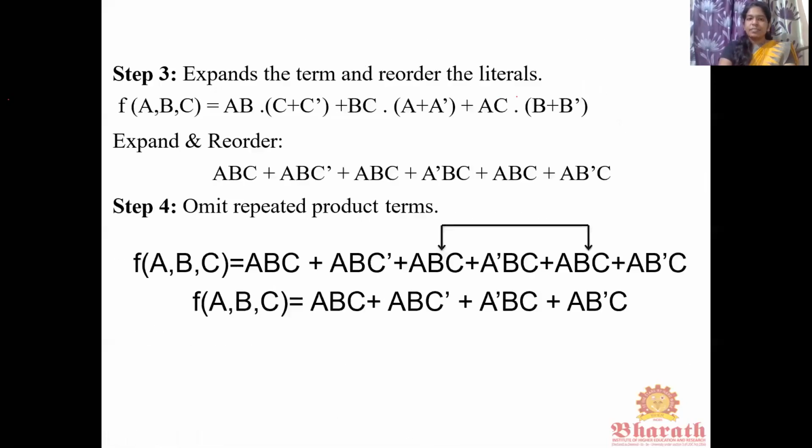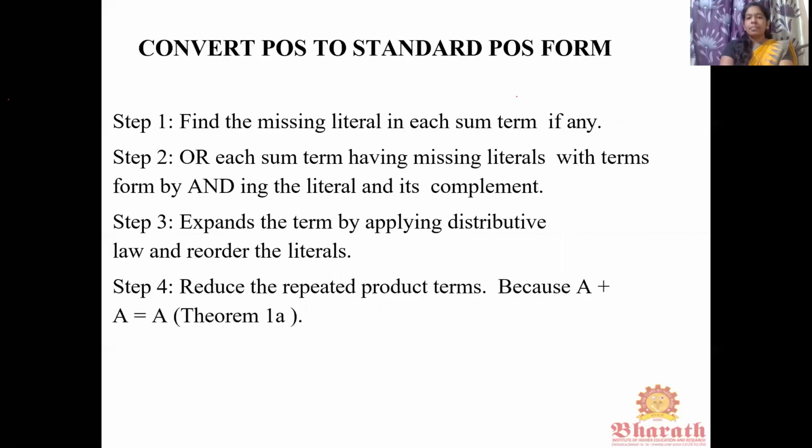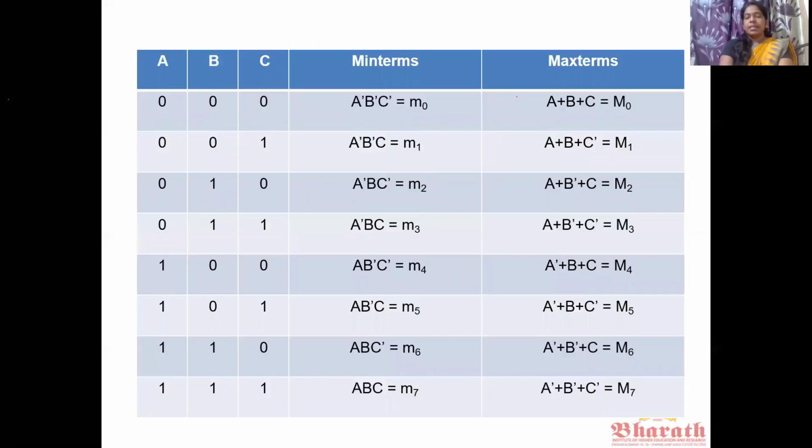So this is the conversion. We saw two conversions: how to convert the SOP to standard SOP form and how to convert the POS to standard POS form. Then this is about the min-term and max-term table. We all know SOP is min-term, POS is max-term. So min-term can be represented using the small m, max-term using capital letter M. In min-term, 0 means complement, whereas 1 is complement in max-term. You have to remember these things before going into this table.